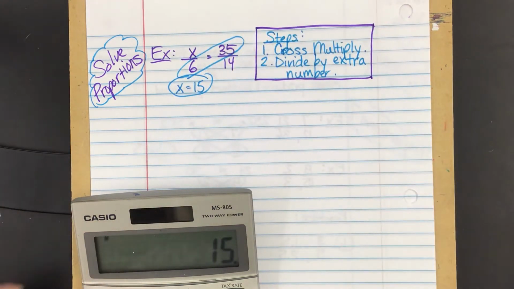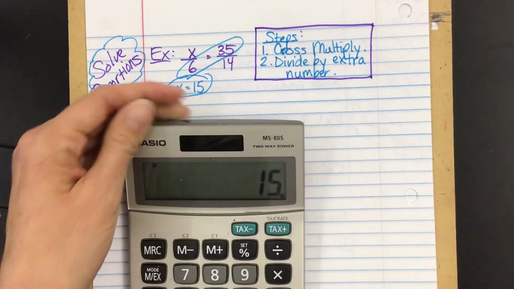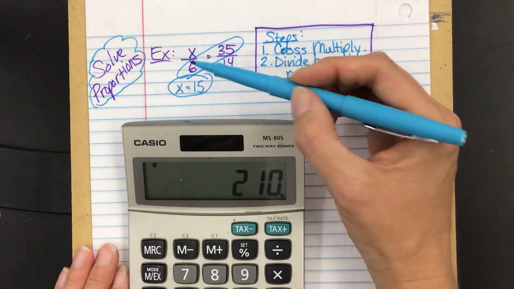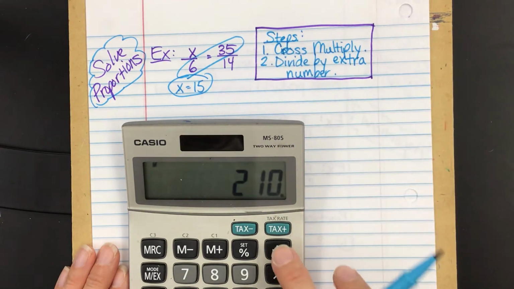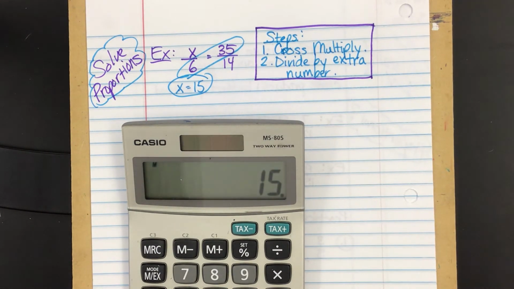Everyone agree on that? Great. So I did 6 times 35, so I multiplied diagonally. And then I divided by the number that's left out. So it'll be 6 times 35 and then divided by 14. Okay.